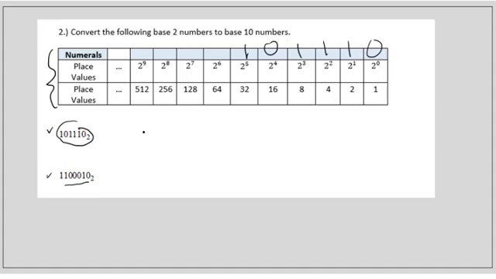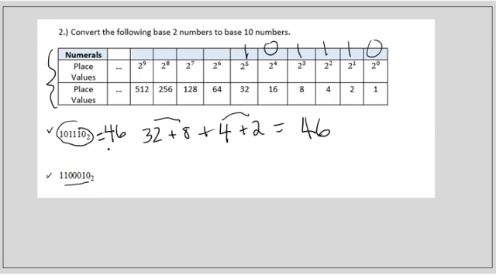So I have 32 and 8 and 4 and 2. That's what I have. So this is going to be 46. So 101110 base 2 is the number that you know in base 10 as 46.